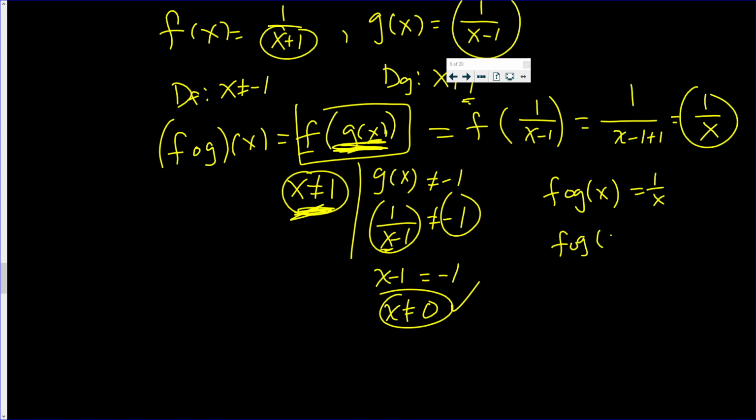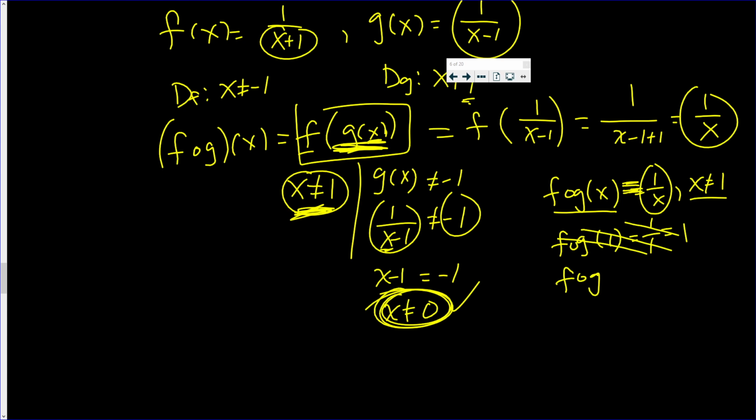Therefore, the f of g of 1 is 1 over 1, which is 1. No. The f of g of x is not 1 over x. It's 1 over x as long as x is not 1. Why don't I say x can't be 0? Because you're not going to get an answer anyways when you plug in 0. Okay? But f of g of x equals 1 over x is not correct. It equals 1 over x provided x is not 0. x is not 1, excuse me.